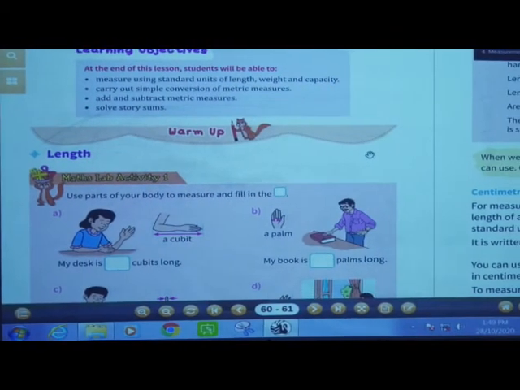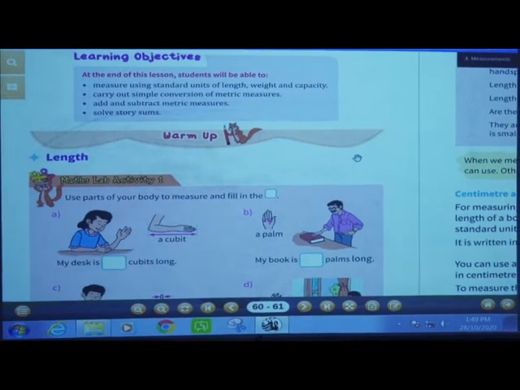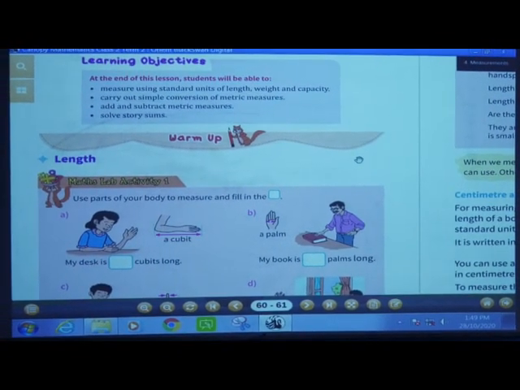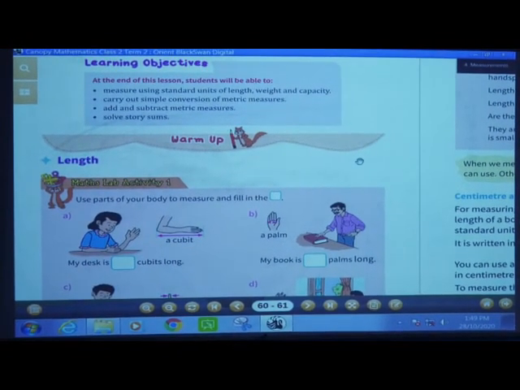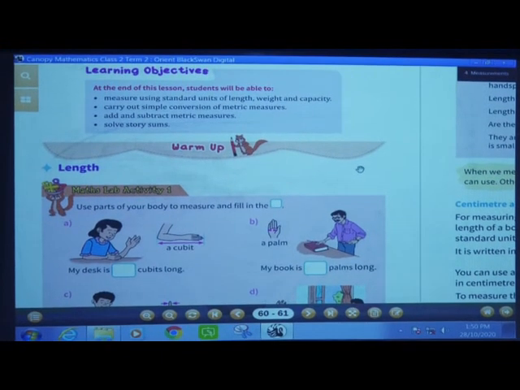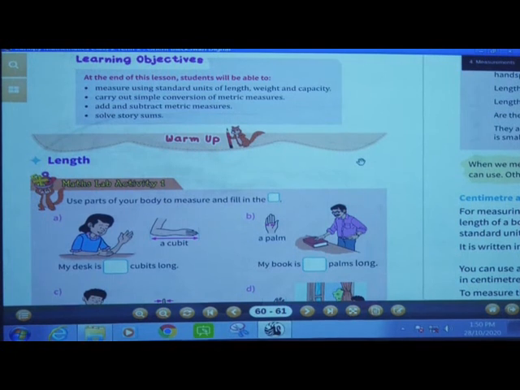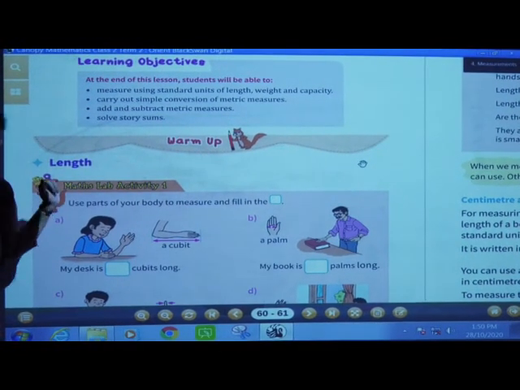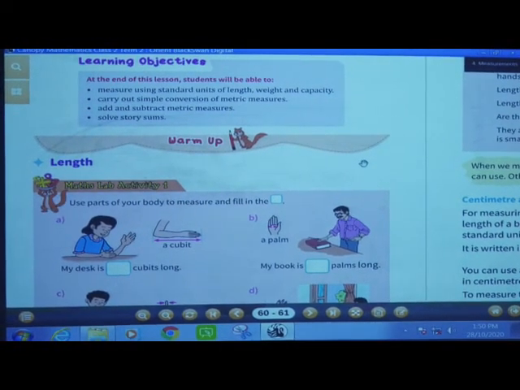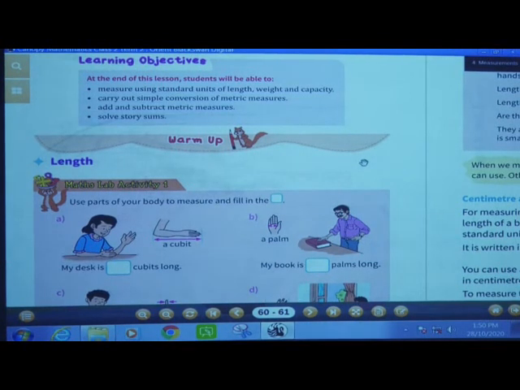So today we are going to learn the new lesson, that is measurement. Open your Canopy textbook, page number 60. What is measurement? Measurement is finding a number that shows the size or amount of something. We can measure the length, weight and capacity. Now we will see measuring length.